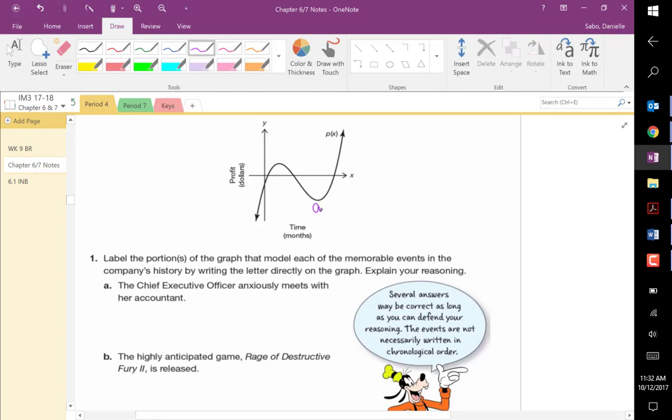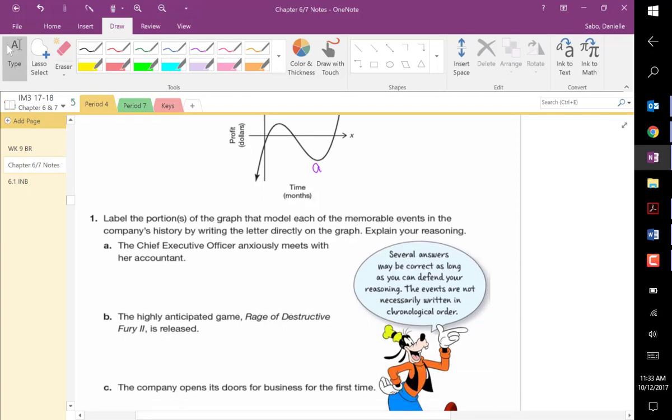If you are way below that x-axis, remember that x-axis is kind of like your break-even point right here. If you're below it, you're negative money. You're losing money. So that means that A value right there is when I probably have to meet with my accountant because now I'm hitting an all-time low.